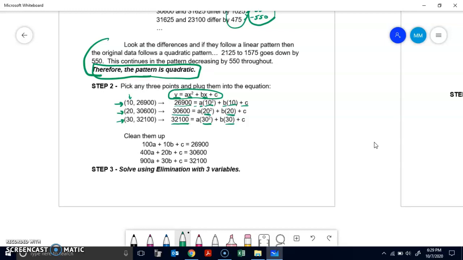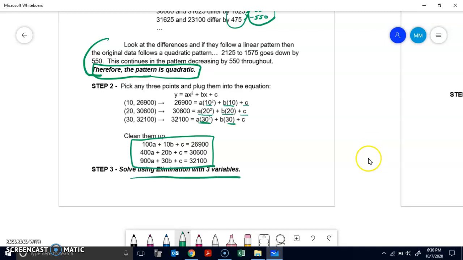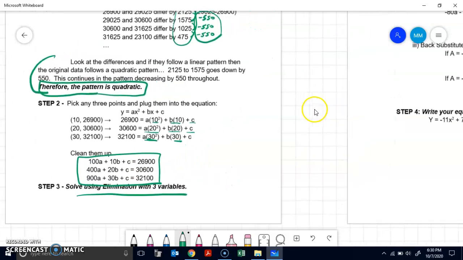So we rewrite this first equation, 10 squared is 100a. b times 10, 10b, plus c equals the 26,900. Same thing here. 20 squared, so I have 400a. b times 20, 20b, plus c equals that y value. Same thing here, 30 squared is 900a, 30b, and we just clean those equations up. So what I've created is a 3-variable system, and I'm going to solve that system using elimination. I can also solve with substitution, but I think that's probably harder.